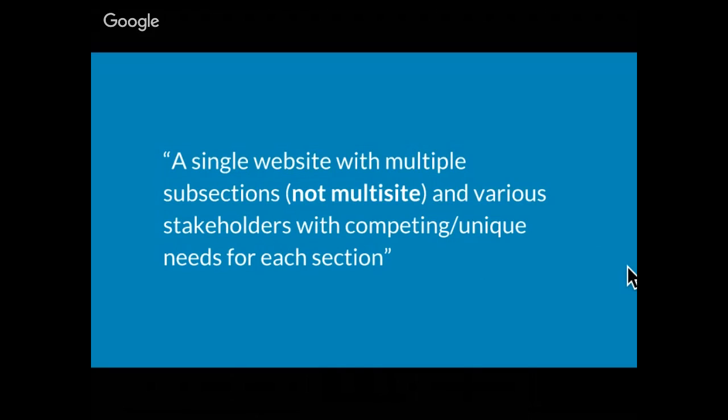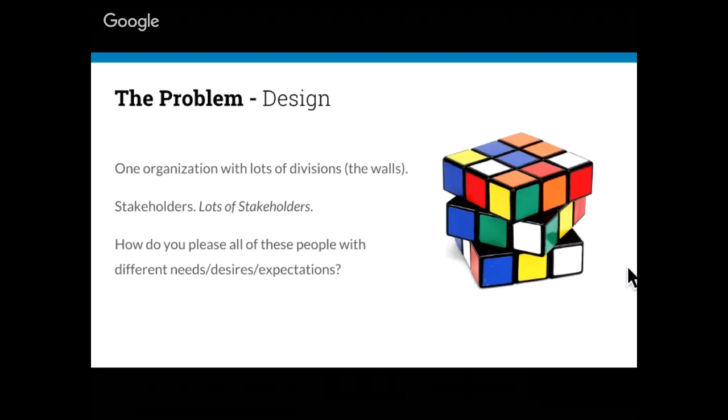So the real issue is trying to build a single website with multiple subsections or divisions, not using multi-site, and including various stakeholders with competing interests for each section. So everyone is trying to be an individual, but they also have to be part of a group. A typical case is one large organization that has lots of divisions. These are the walls that we're talking about between the stakeholders. You can envision it as a Rubik's Cube, where every single sticker is its own division, and the cube as a whole is the organization. So we're talking about lots of stakeholders, not just 1 or 2. In some cases upwards of 20 or even 30.